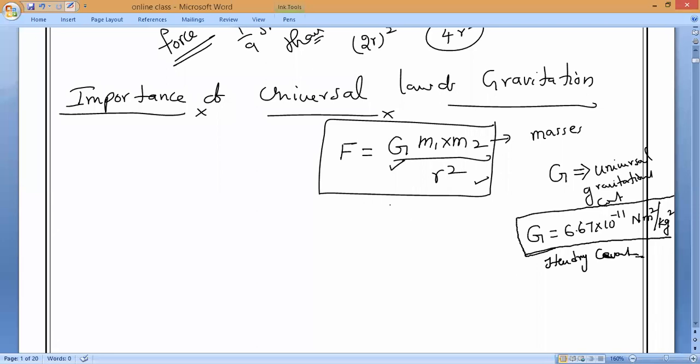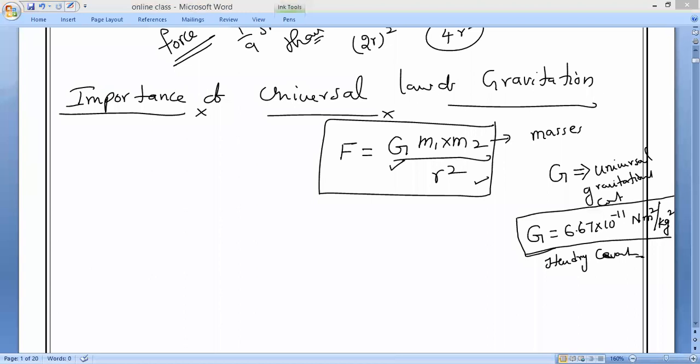As we know, this law is not applicable to only the Earth and the objects of the Earth. It is applicable throughout the universe. So we can use this law. The first importance is we can calculate the force that binds us to the Earth. That is important. Understand?